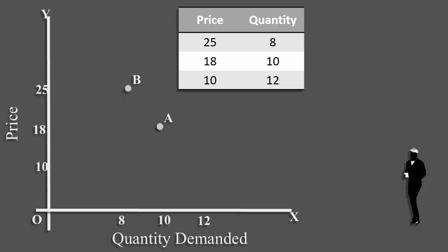At rupees 25, he buys 8 units. Point C on the graph tells us about the consumer's reaction when the price falls to rupees 10. He buys 12 units. These 3 points constitute a demand curve, D1.